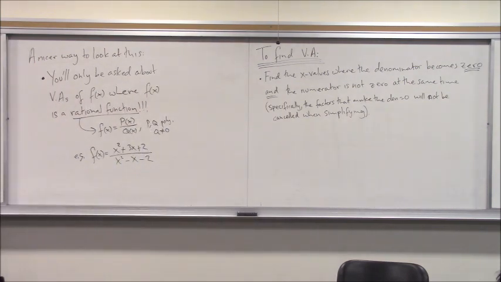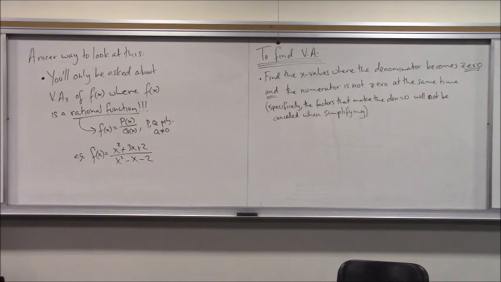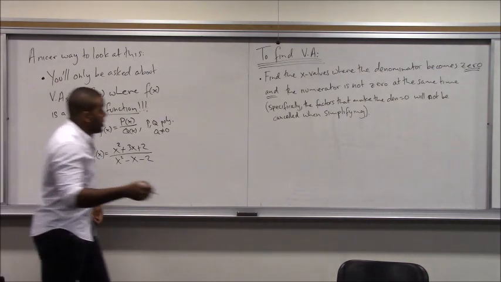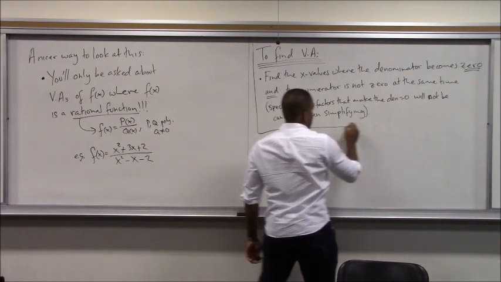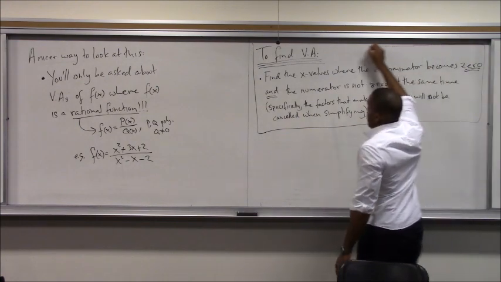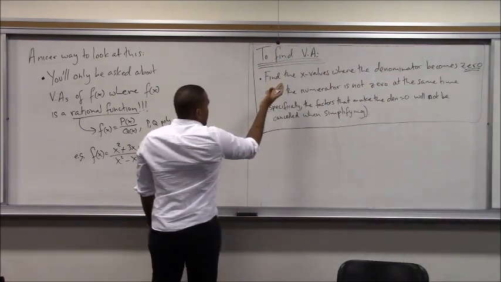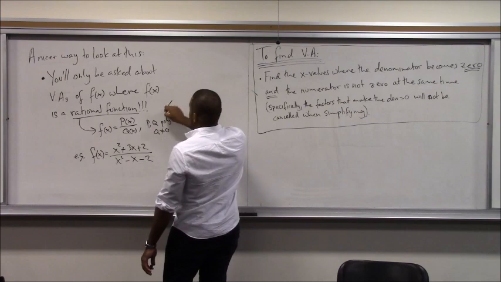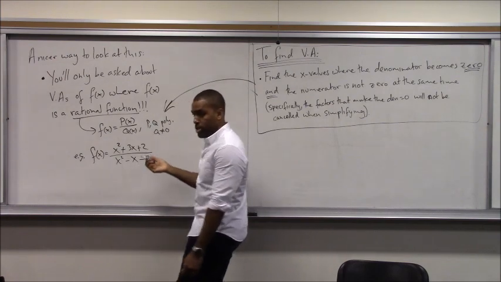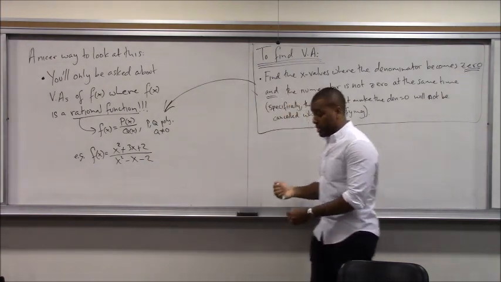Do I want to do examples now or do I save them? I'll save examples till the end, because we'll find both the horizontal and the vertical in one shot. So that's the important thing. So when it comes to vertical asymptotes, that's what you need to remember. And you need to remember this, not because it's that easy, but because you're only ever going to be asked about this specific situation. In that situation, that's all you have to worry about.